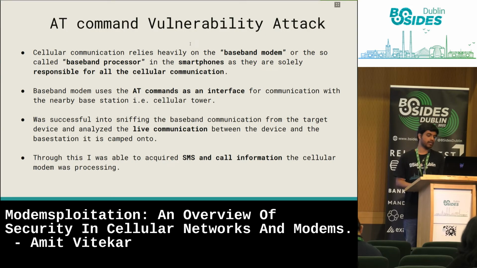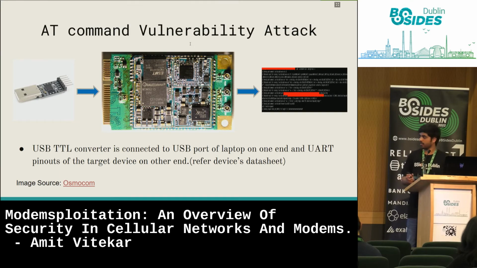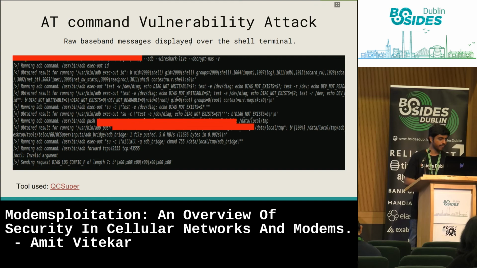I was able to acquire SMS and call information. I'll just show how it was. So this is how the attack is carried out. This is a USB to TTL converter. This is used to connect to the SWI or UART interface of this device, and on your terminal or laptop, you get all the information. If you want to know more about this, just go to Osmocom. They have explained it in great depth.